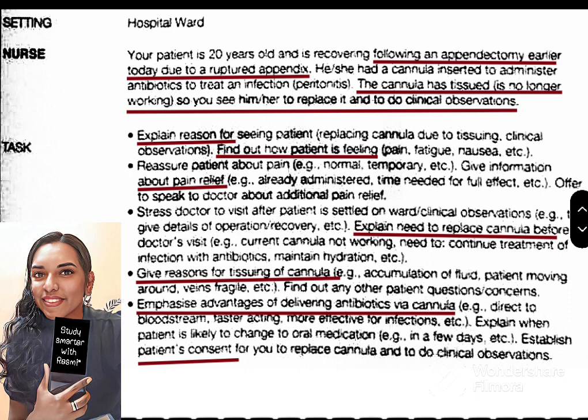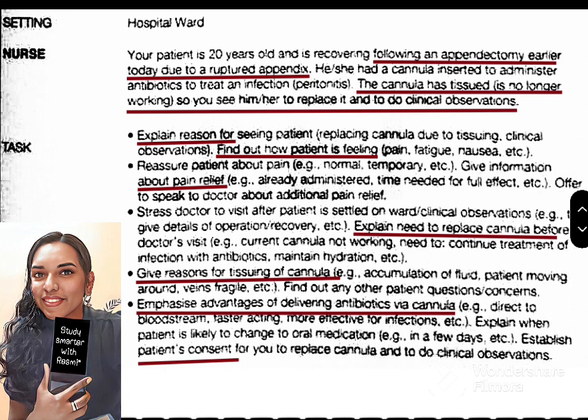Now the one thing I have to tell you, for all hospitalized patients, please ask the patient's name during the 3 minutes preparation time and write it on the paper itself. For example, in this scenario we can assume that the patient's name is John. Then you can see the first task, explain reason for seeing patient.